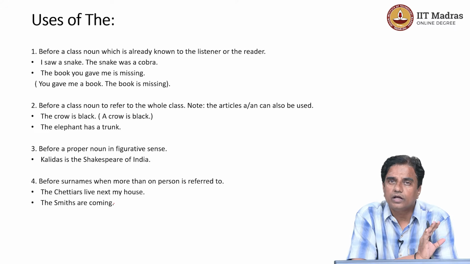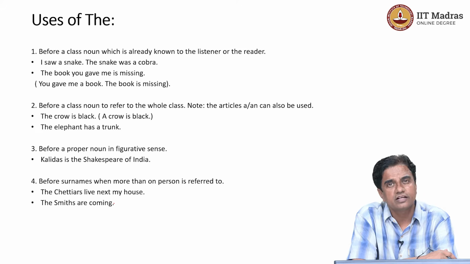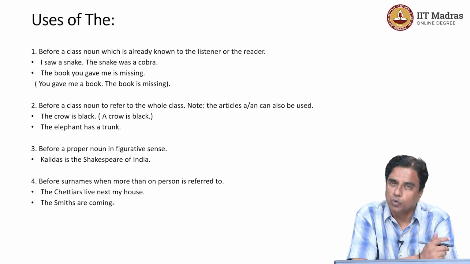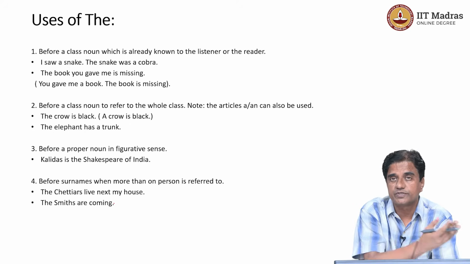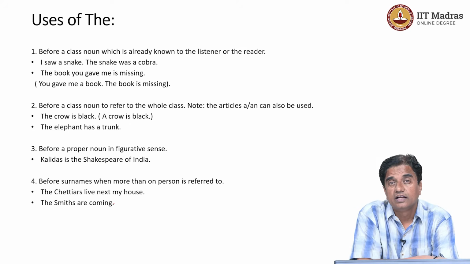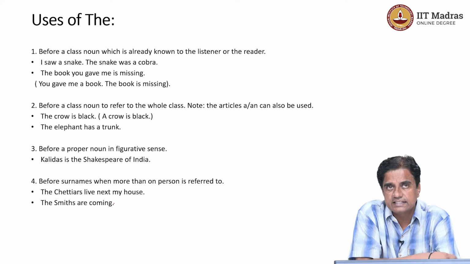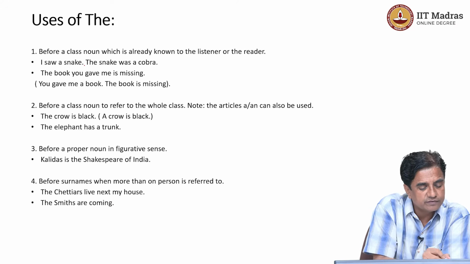So until now, there is nothing known about the snake. So we see, I saw a snake. I am using an indefinite article in front of this. But when it becomes known to the next person in the conversation, my hearer, next time, or in the next sentence, I can say, the snake was a cobra. Look at it. I'm using the in front of the snake now.